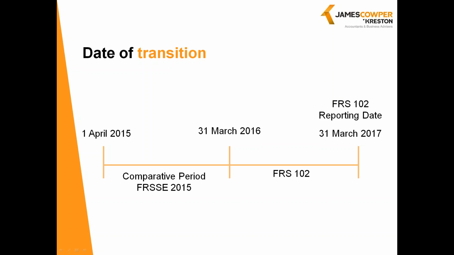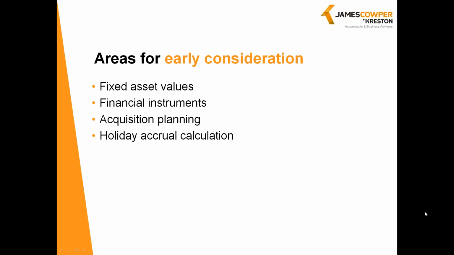to actually get to your transition date. Areas for early consideration: fixed asset values. If you've got fixed assets you want to revalue or have previously valued, then those will be something that you need to look at. Financial instruments, so forward exchange contracts, perhaps intercompany balances, loans from shareholders or directors, we'll need to have a look at those. If you've done an acquisition and if you've acquired another company and are preparing group accounts, we'll need to have a look at that. But also if you've made an acquisition and you've bought the trade and assets of a business, we'll also need to have a look at the accounting for that and the assets that you've actually acquired. And something that might well affect a lot of companies is this holiday accrual calculation.